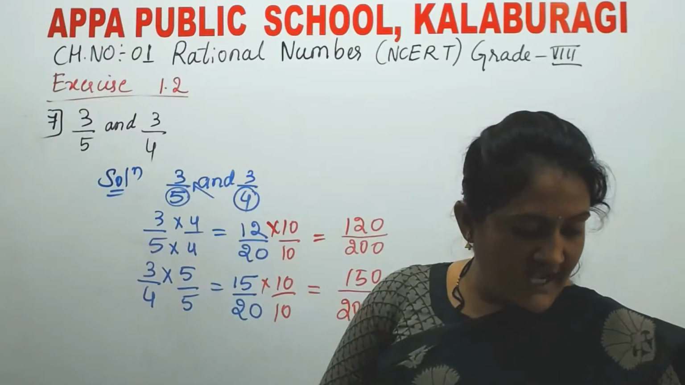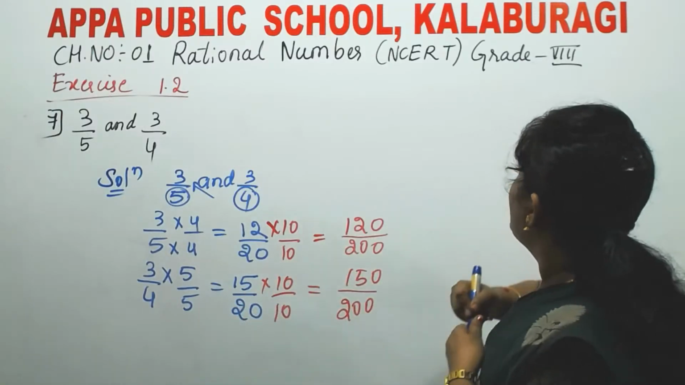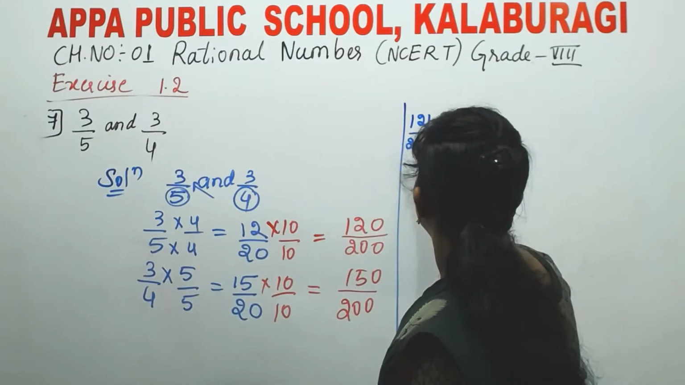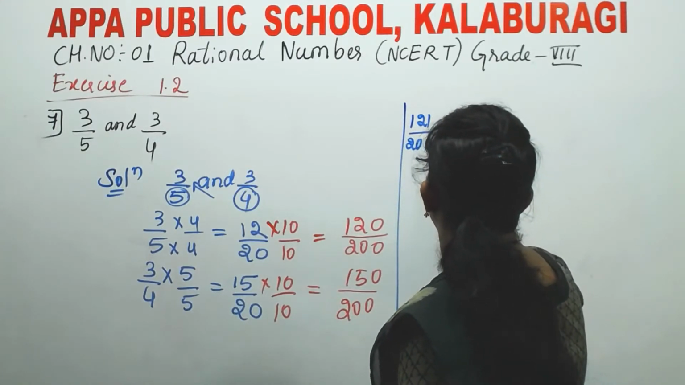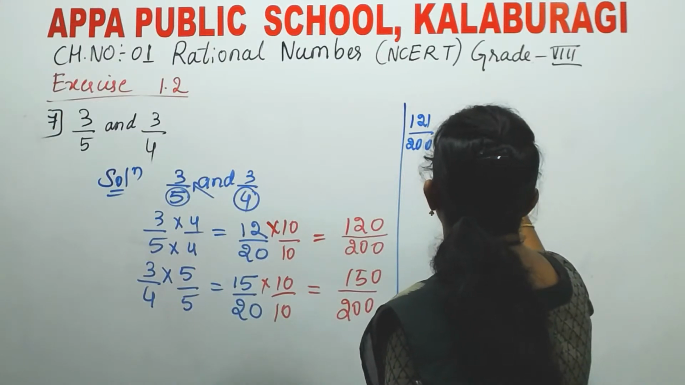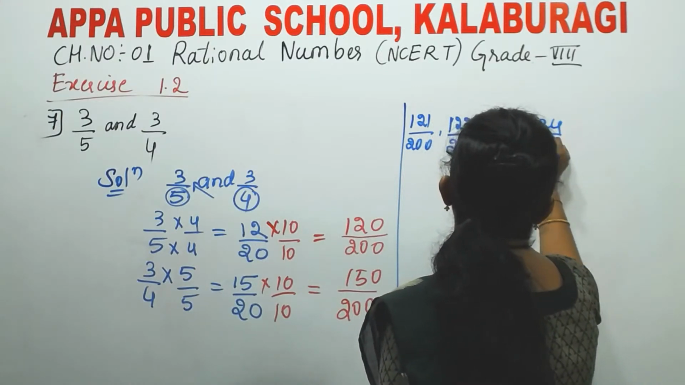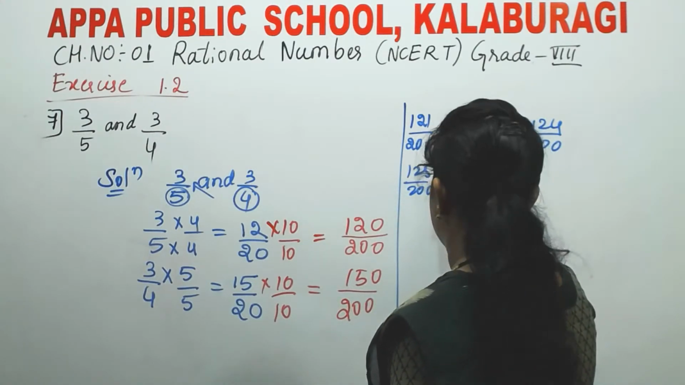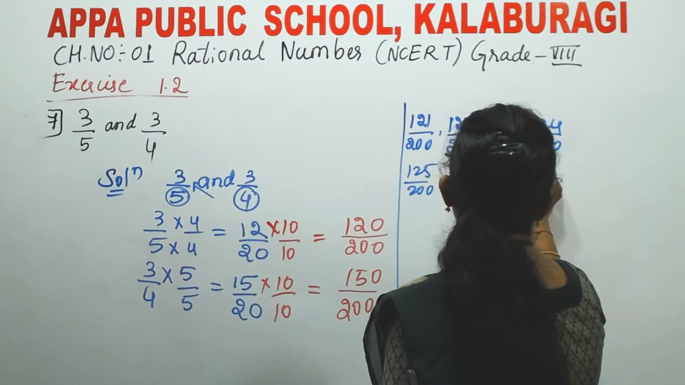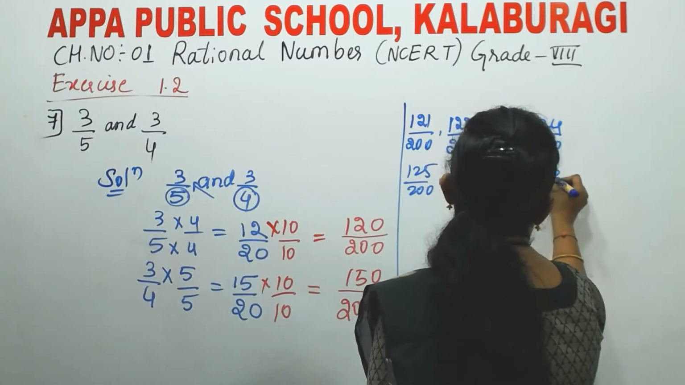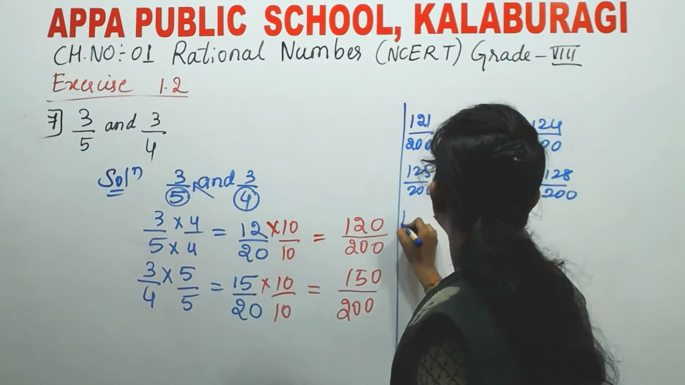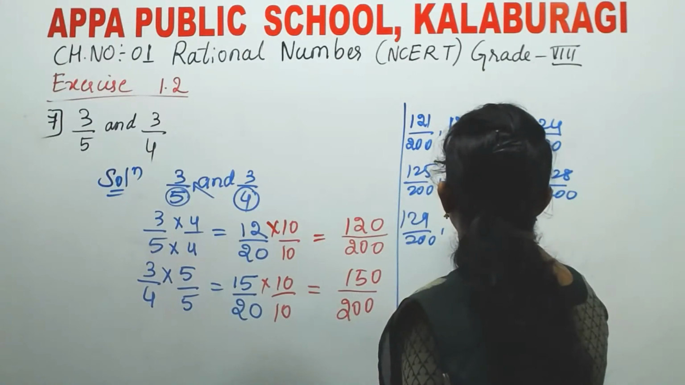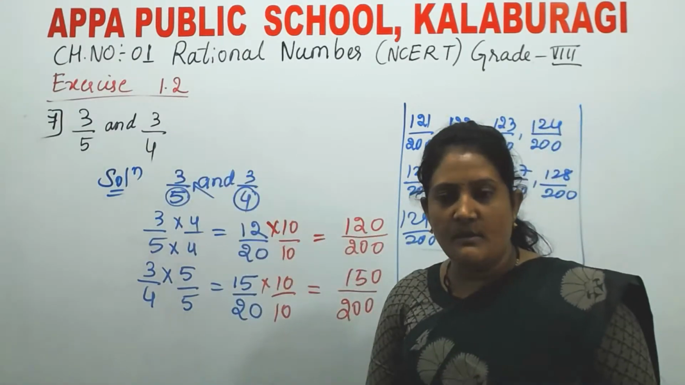Now, how many rational numbers can we write? We can write infinitely many, right? So, 10 being required, we will write 121 by 200, 122 by 200, 123 by 200, 124 by 200, 125 by 200, 126 by 200, 127 by 200, 128 by 200, 129 by 200, 130 by 200. These are the 10 rational numbers between those two numbers, right?